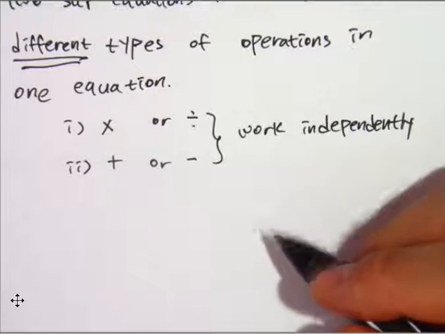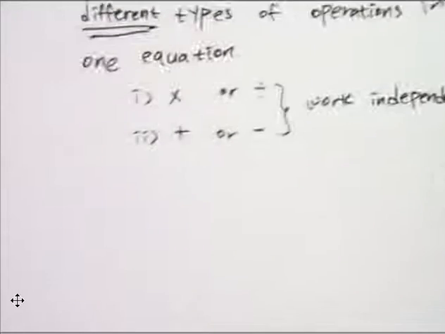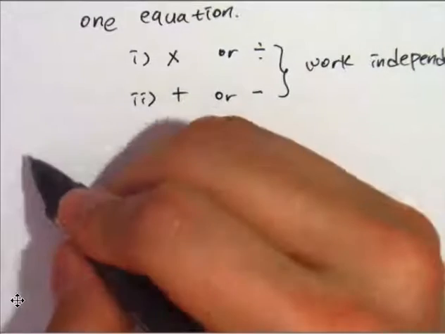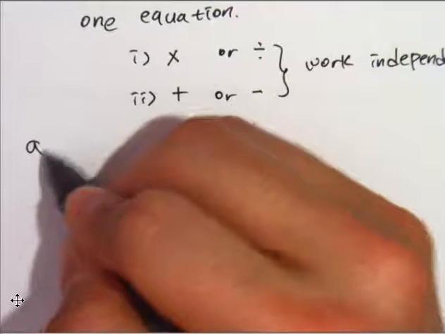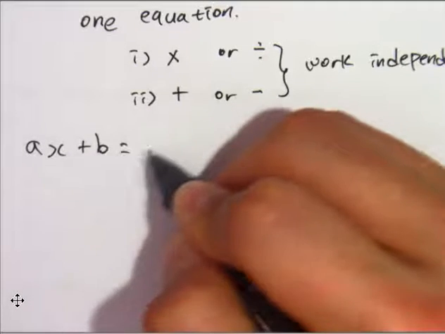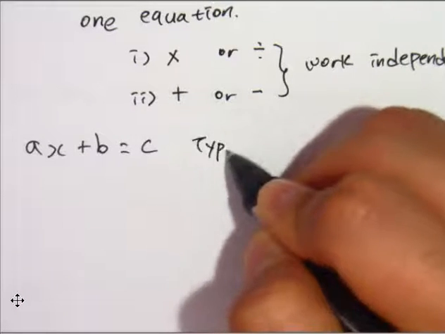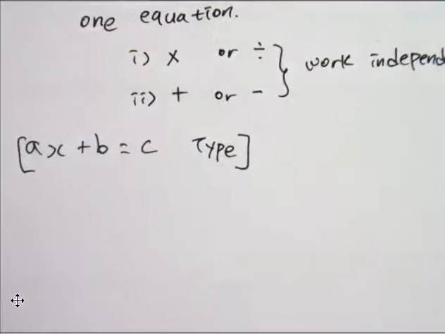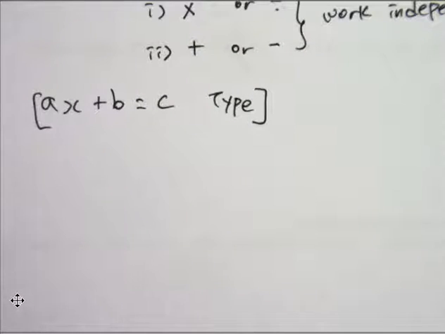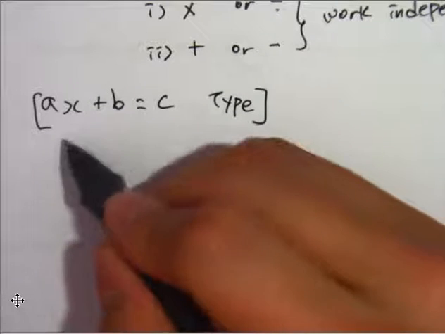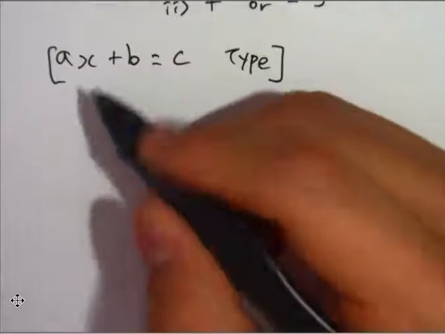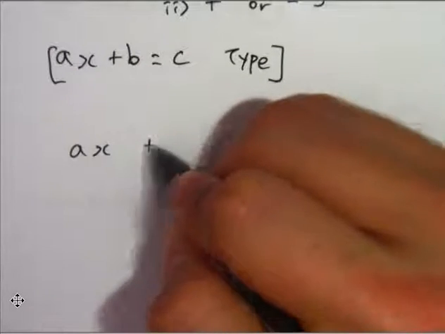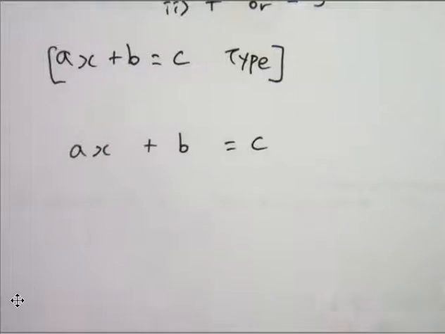And there are several types of two-step equations, but one of the most common is the ax plus b is equal to c type, which is what we are going to look at today. Let's analyze this example first. So let's rewrite this: ax plus b is equal to c.